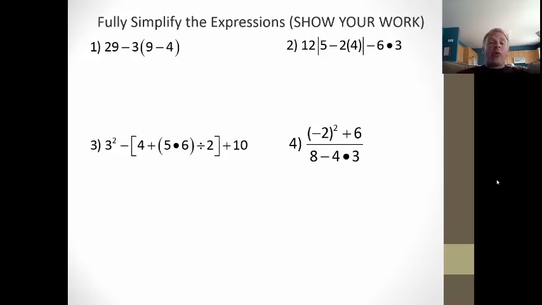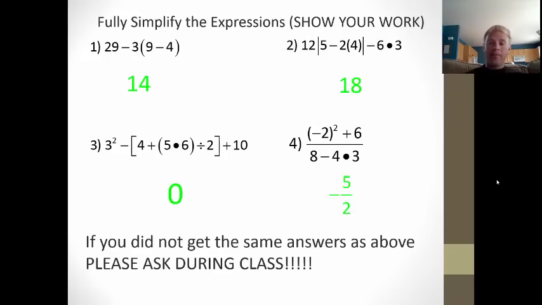Well, we've tried 4 together here, so now I want you to try 4 on your own. So go ahead, pause the video, and fully simplify these expressions. And please, please, please, guys, if you want credit in class, show your work. Ready? Pause. Well, let's see how you did. Hopefully, you got 14, 18, 0, and negative 5 over 2.